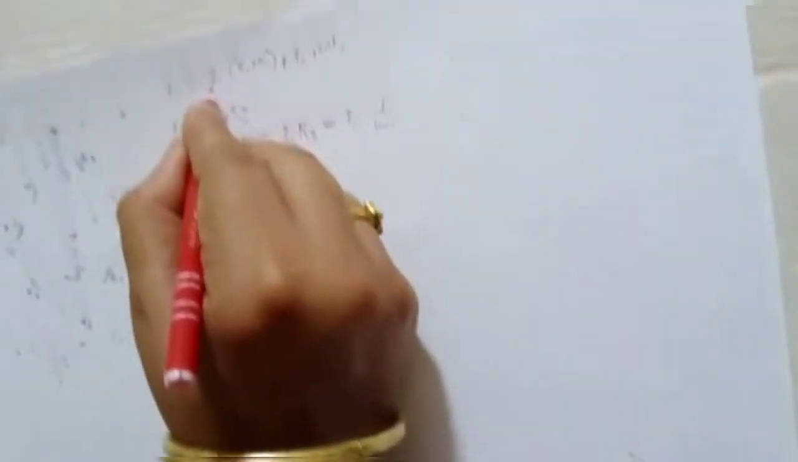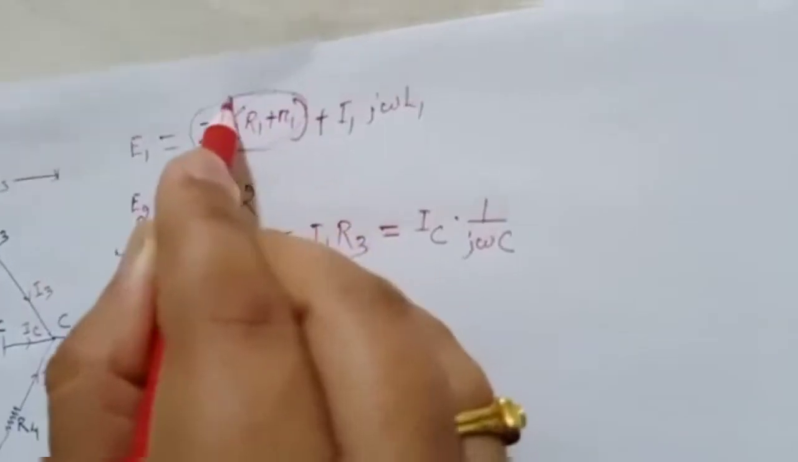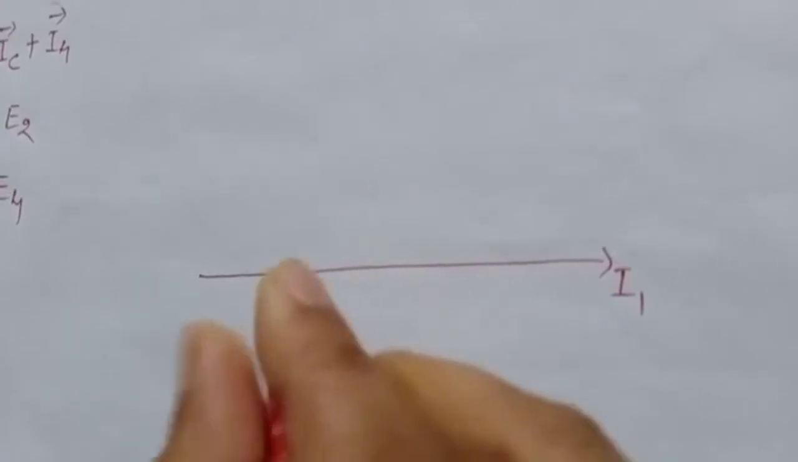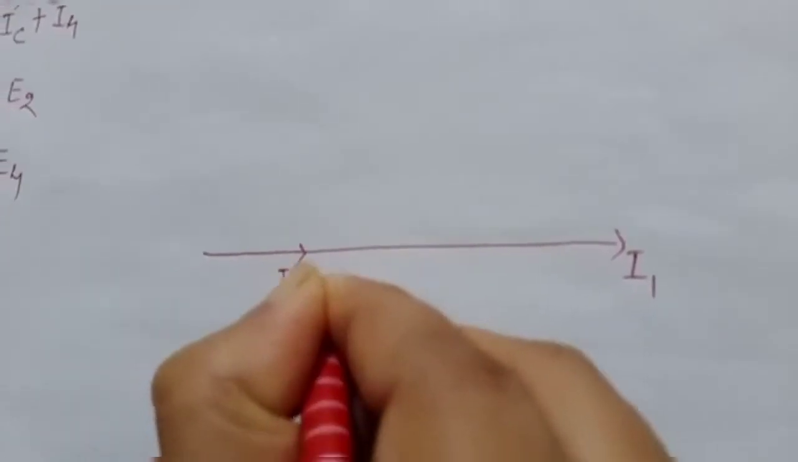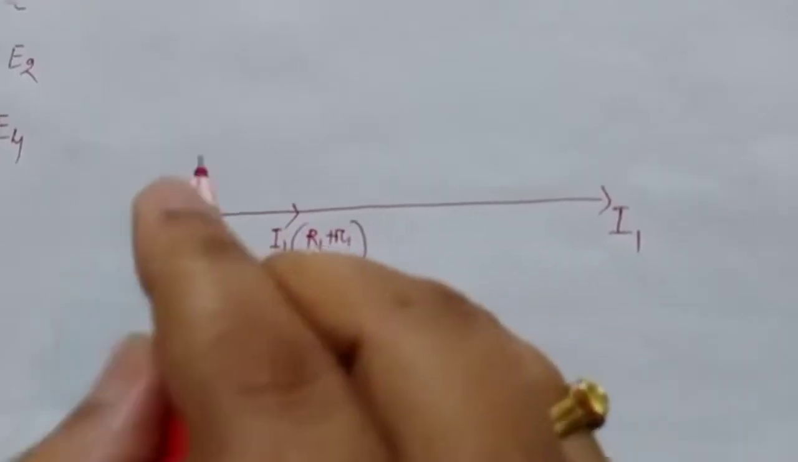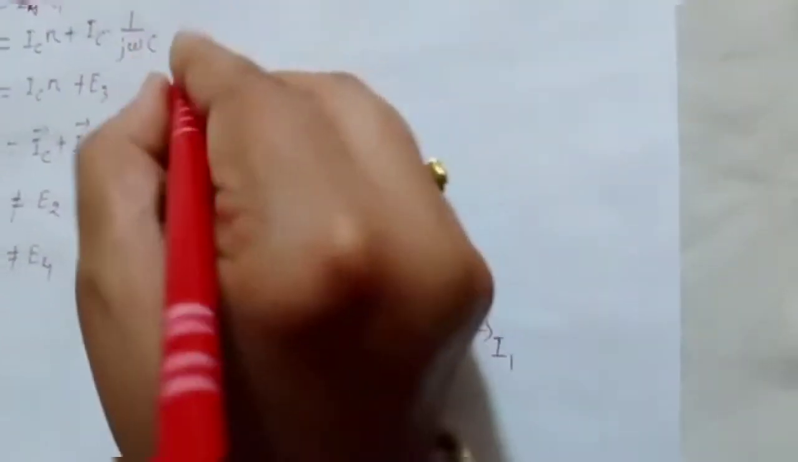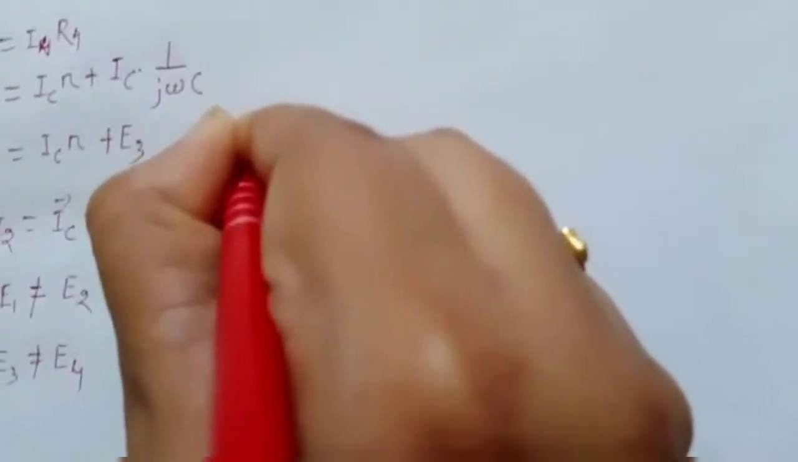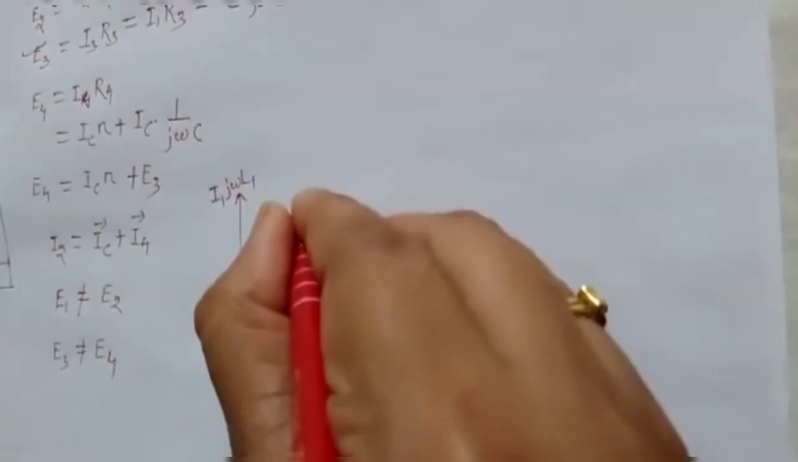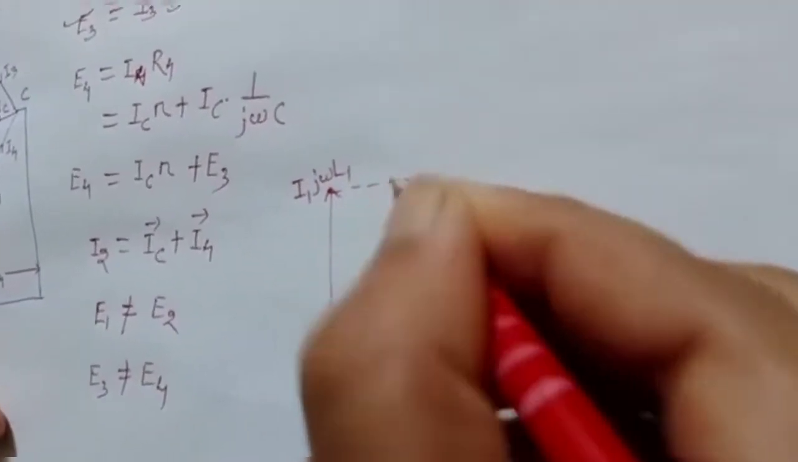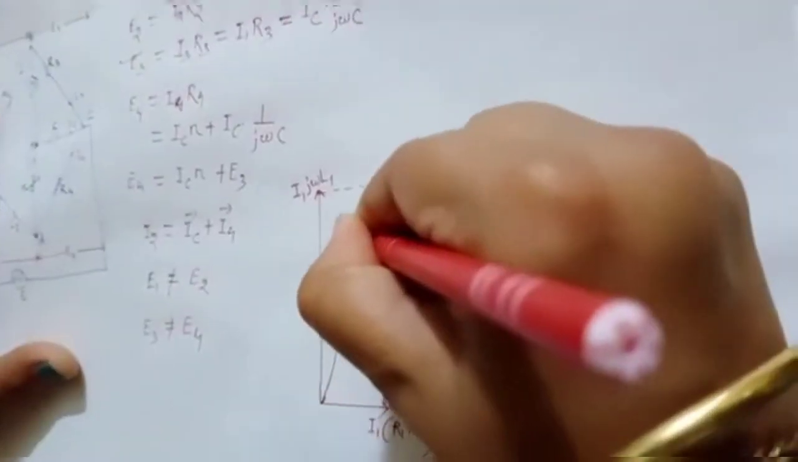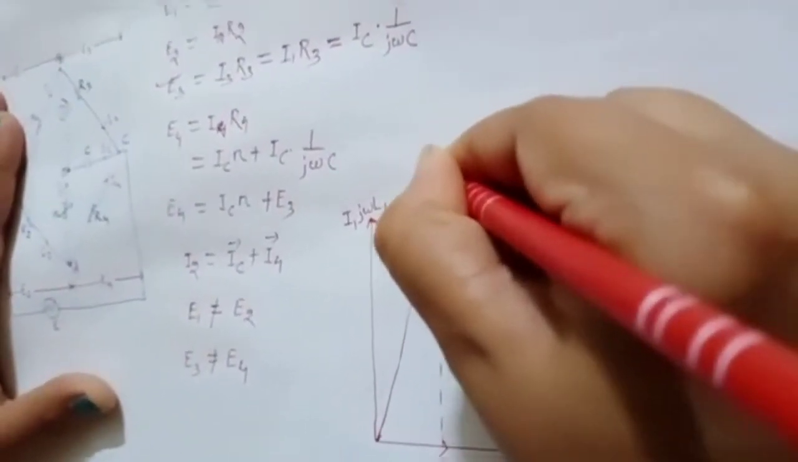Then I1 into (R1 plus r1) is a resistive voltage drop, so it is in phase with I1. So I can write here, this is I1 into (R1 plus r1). Then I1 j omega L1 is an inductive voltage drop, so it should lead its respective current by an angle of 90 degrees. So here it is I1 j omega L1, and the phasor sum of I1 into (R1 plus r1) and I1 j omega L1 is the value of E1. So we got the first value, that is E1.